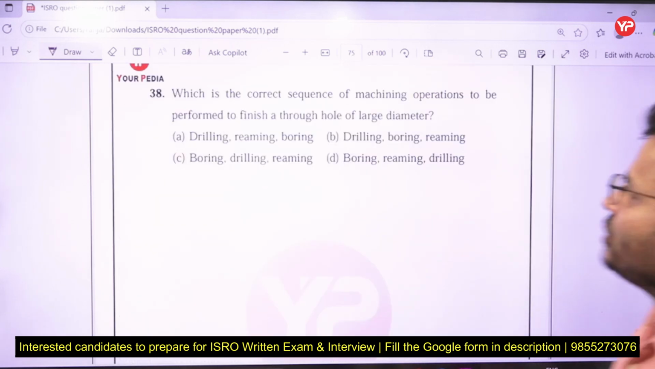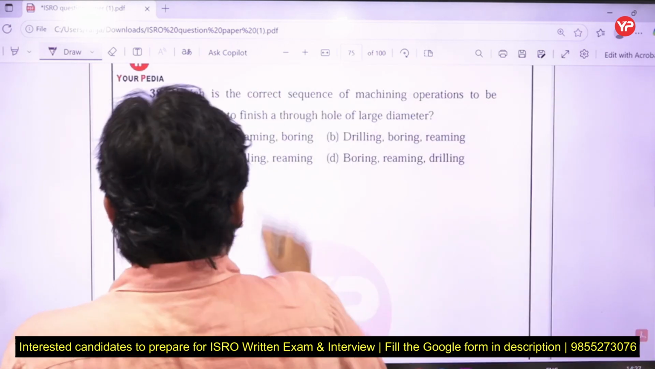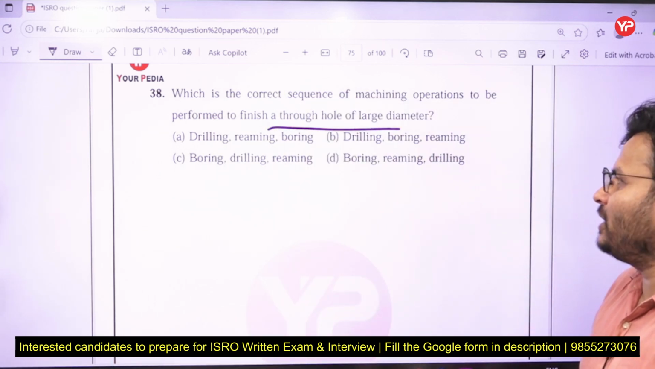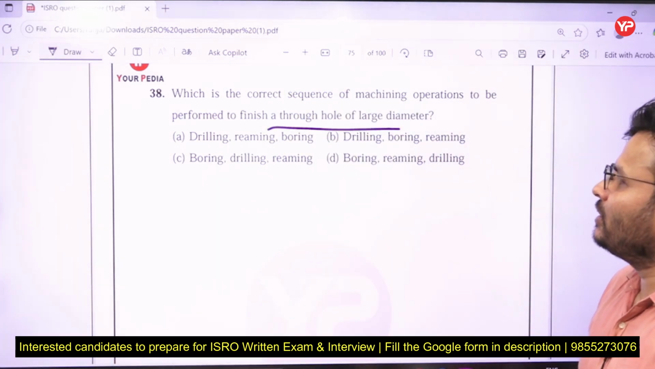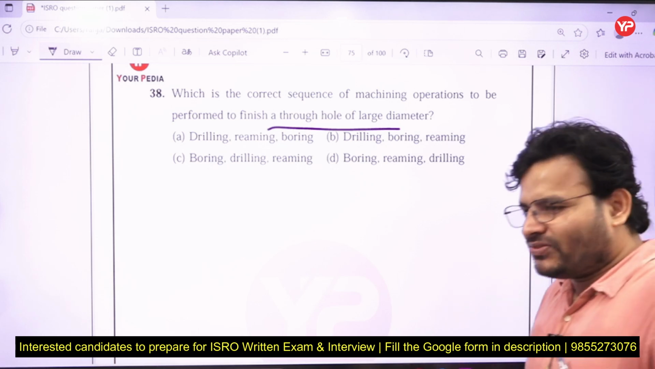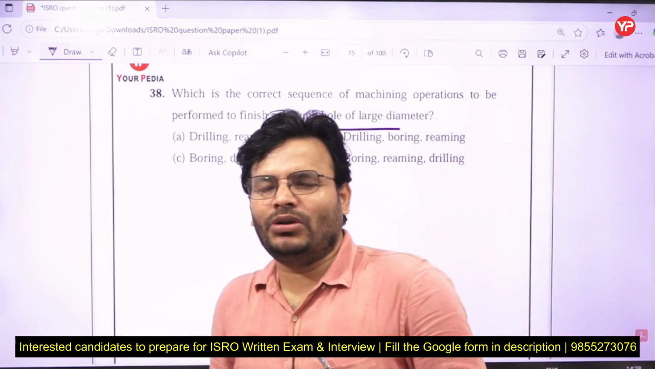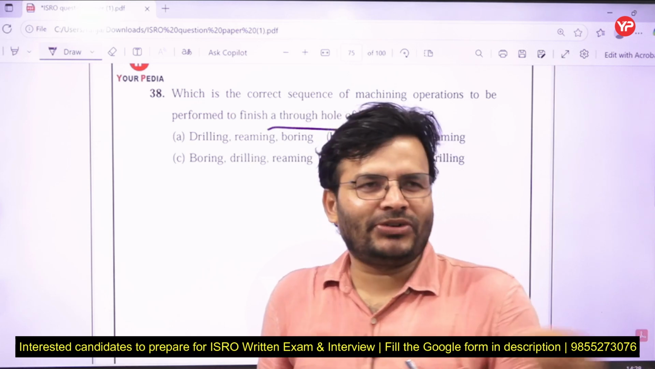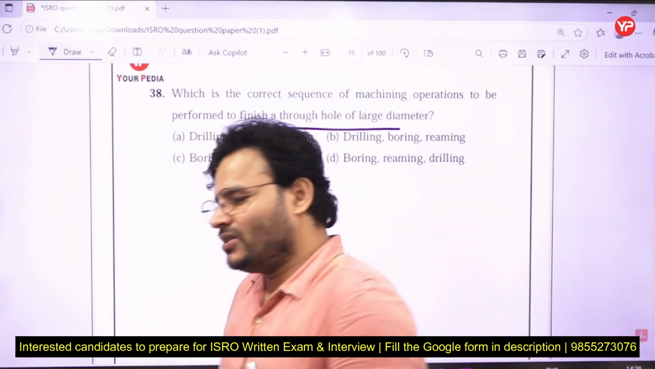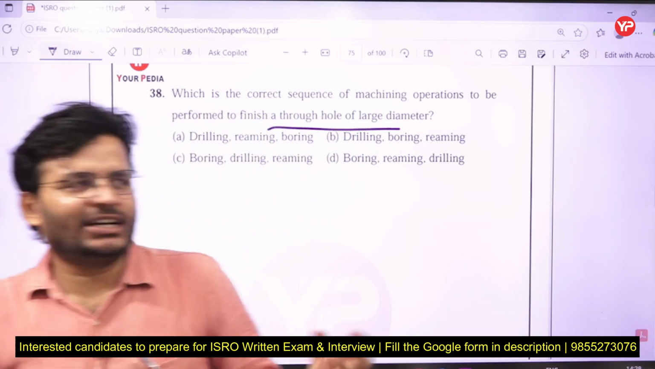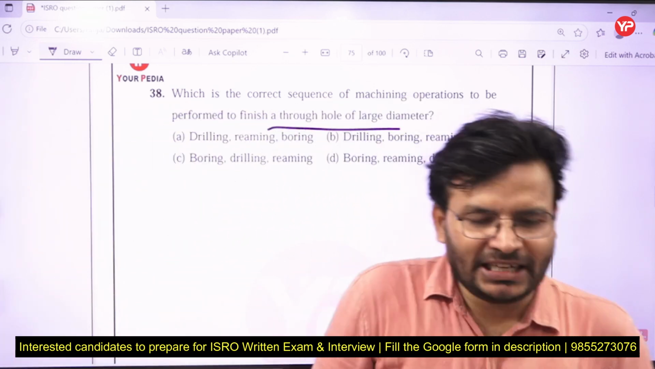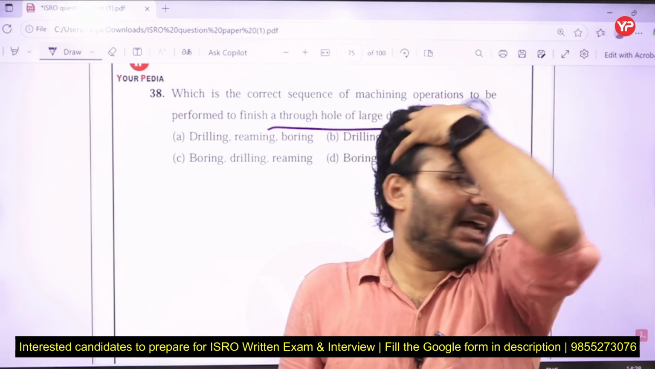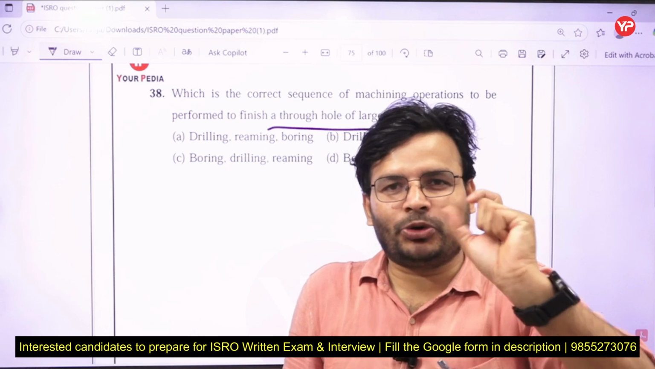Next, which is the correct sequence of machining operations to be performed to finish a through hole of a large diameter? Drilling, reaming, boring; drilling, boring, reaming; boring, drilling, reaming; or boring, reaming, drilling. You know, my dear friends, whenever you have to produce a hole, the first approach is to use the drill. In your home also, whenever you have to put up a hanger, first of all you need to drill. Once drilling is done, to enlarge the hole diameter, you are going to perform the boring operation.